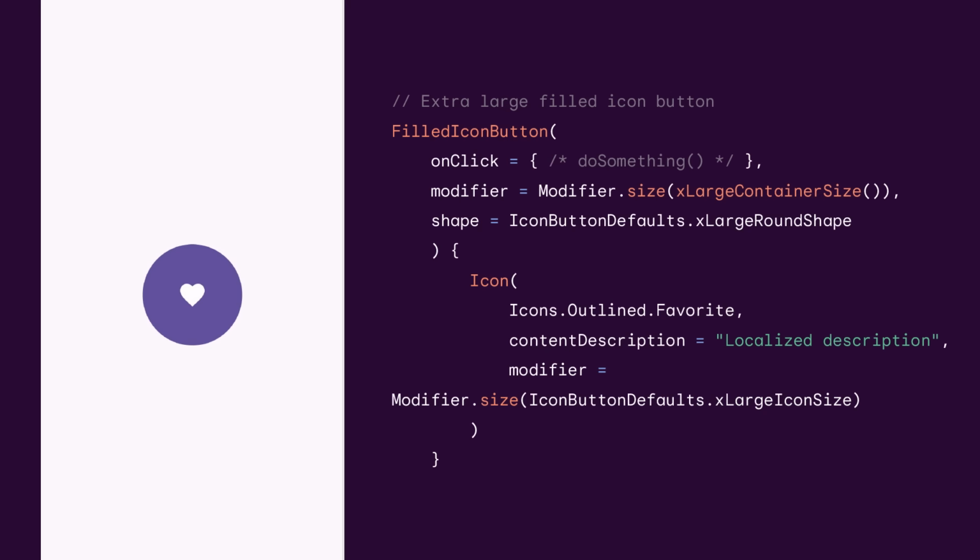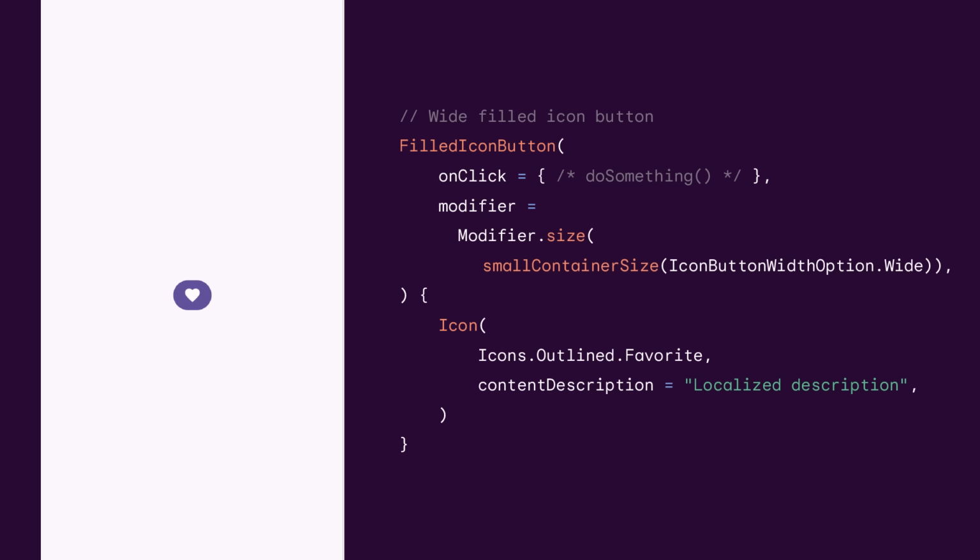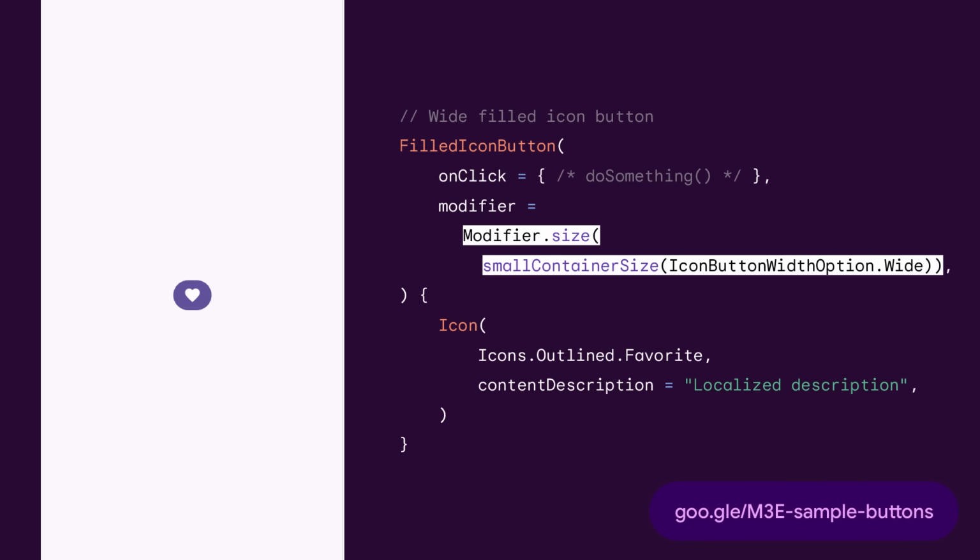Next, let's change the original filled icon button to be extra large in size like you see on the left, by using the component default to set its size, shape, and the size of the content icon. The 3 different recommended widths can be similarly configured by passing the desired width option to the corresponding container size function. Here we see how to create a wide, rounded filled icon button. You can see more combinations of these configuration options in the samples and demos linked here.